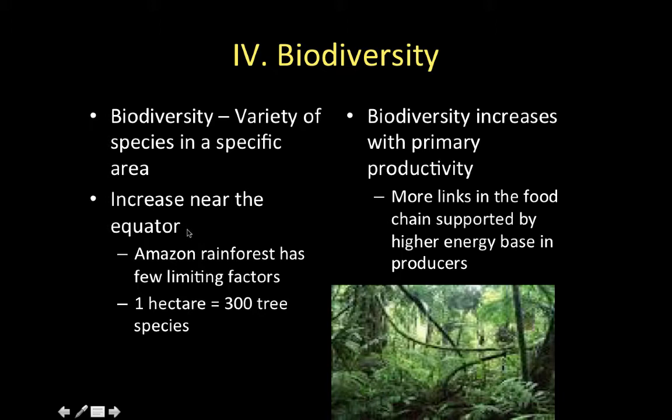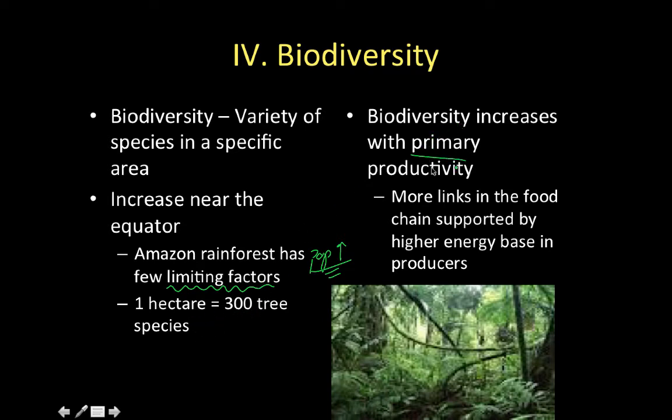Remember that biodiversity is going to increase near the equator. The Amazon rainforest has very few limiting factors. So when we talk about populations, if there's few limiting factors, the population of everything is going to be likely to increase. And that increases diversity over a long period of time, for sure. About 300 tree species in 1 hectare, so that's pretty unique.